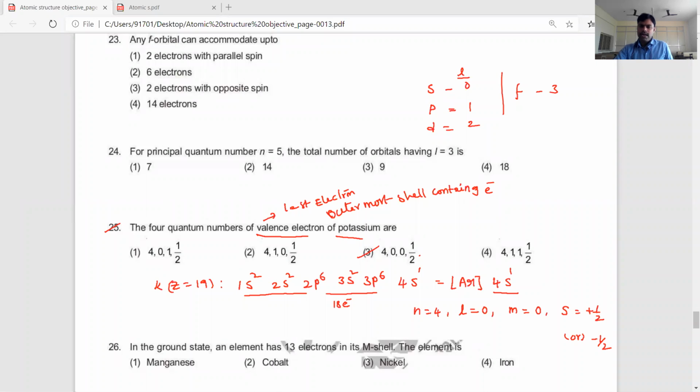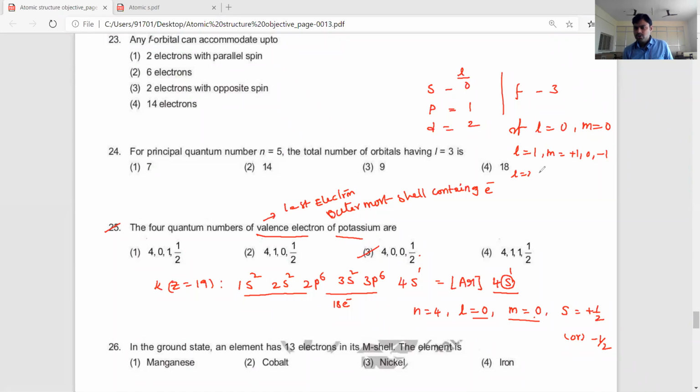Okay. So the answer is the third one. For S orbitals, L value is fixed, that is 0. Based on that L value, M value will be present. If L equal to 0, M must also be 0. If L is equal to 1, the possible M values are 3 values: plus 1, 0, minus 1.